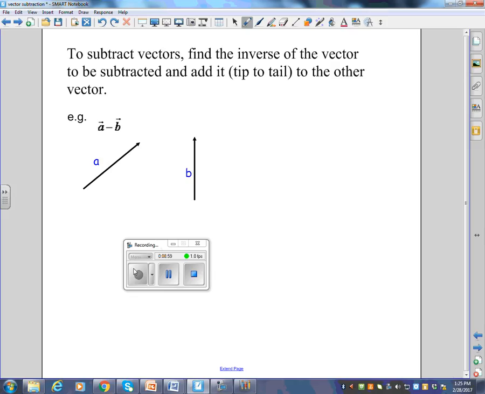Okay. To subtract vectors. Now, what did we do? I showed you how to find the opposite vector. So when we did scalar numbers, we added the opposite number. So how are we going to do it with vectors? Here's the big idea for the day. To subtract vectors, find the inverse of the vector to be subtracted, find the opposite, and simply add it like I taught you last week. Flip the one to be subtracted and just go ahead and do adding.